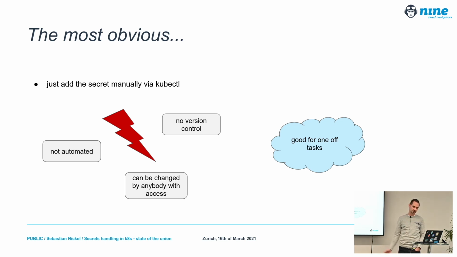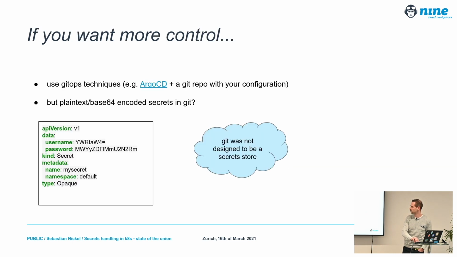But there's no version control for it. It's not really automated. I mean, you could argue now my kubectl command is in the script, but it's not really, I'd say, automated, and it can be changed by anybody with access, actually. So if it would be written all the time by an instance which is external, like no human, then I think that would be better. So yeah, it's fast, but maybe not the best for production use cases.